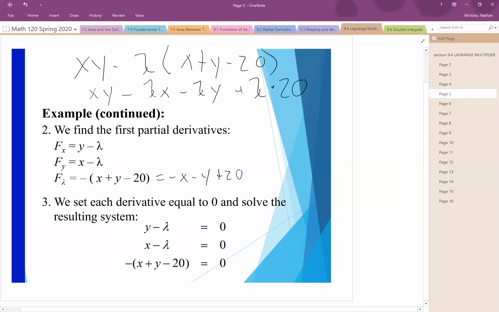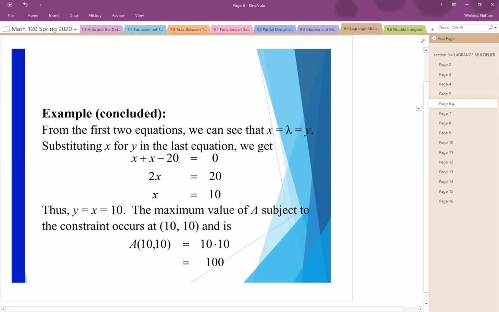So, yes, I know it says we're going to set each one of these equal to 0. The easy way to go about this is y minus lambda means lambda equals y. X minus lambda means lambda equals x. Putting these two together, we get x equals y. By putting these two together, we can then plug into the next equation, which I'm sure we're going to do on the next slide here.